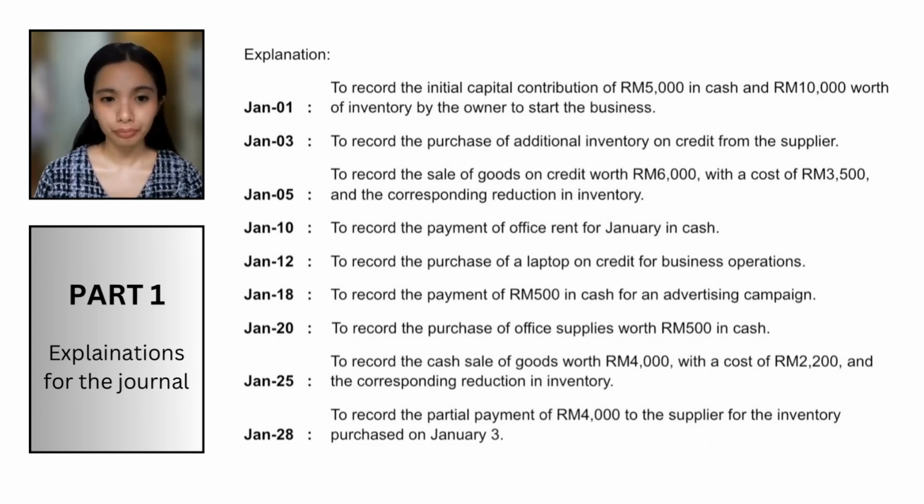On January 10th, to record the payment of office rent for January in cash. On January 12th, to record the purchase of a laptop on credit for business operations. January 18th, to record the payment of 500 ringgit in cash for an advertising campaign. On the 20th January, to record the purchase of office supplies worth 500 ringgit in cash. On January 25th, to record the cash sale of goods worth 4,000 ringgit with a cost of 2,200 ringgit and the corresponding reduction in inventory.